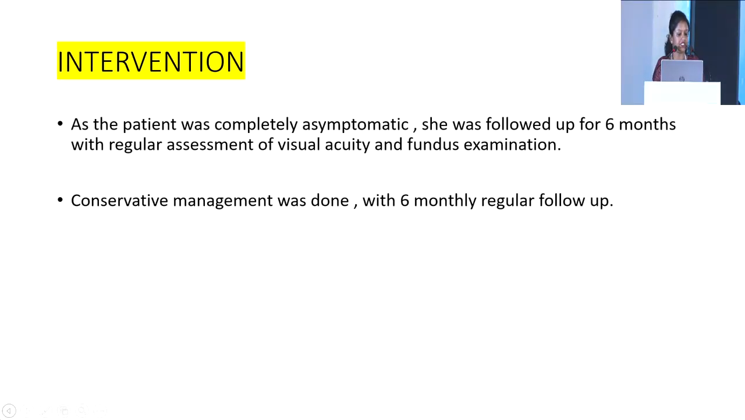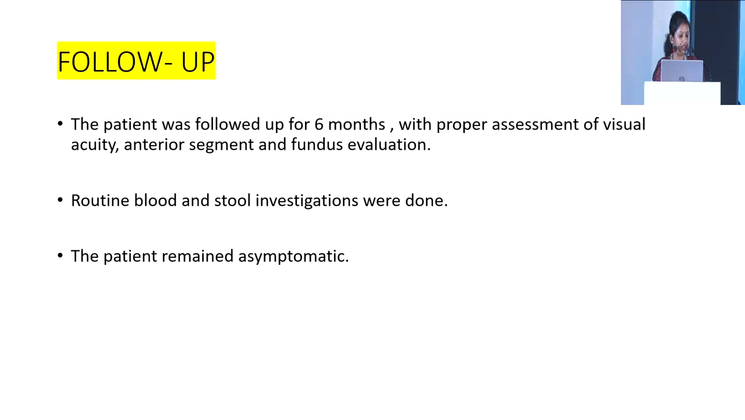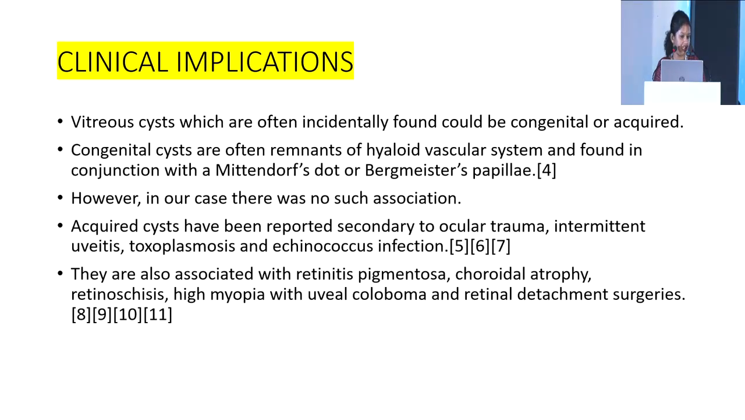As the patient was completely asymptomatic, she was followed up for 6 months with regular assessment of visual acuity, fundus examination, and also stool routine microscopy. But symptomatic cysts are managed by laser cystotomy by argon or Nd:YAG laser, or pars plana vitrectomy with cyst excision. To conclude, we presume this to be a case of congenital vitreous cyst associated with high myopia, which is completely asymptomatic without any ocular attachment.